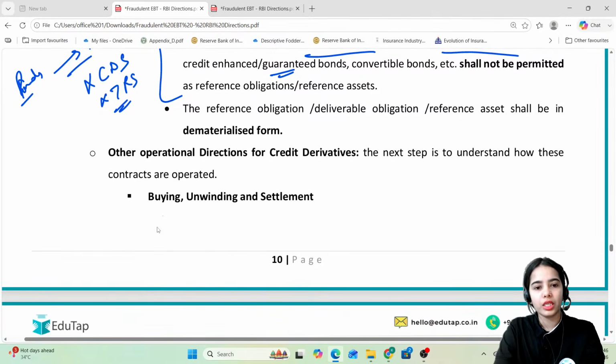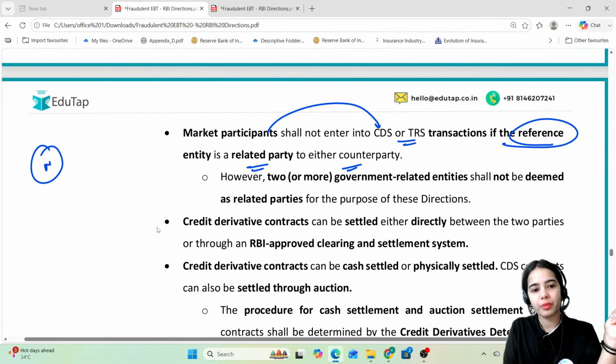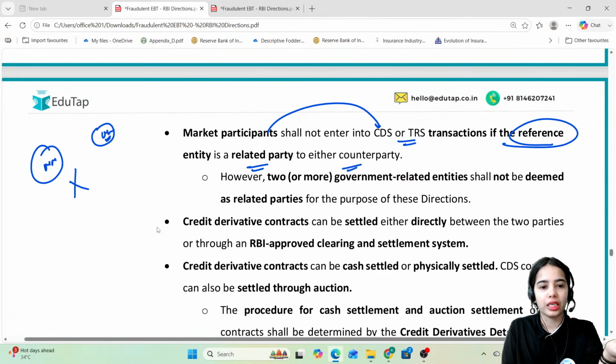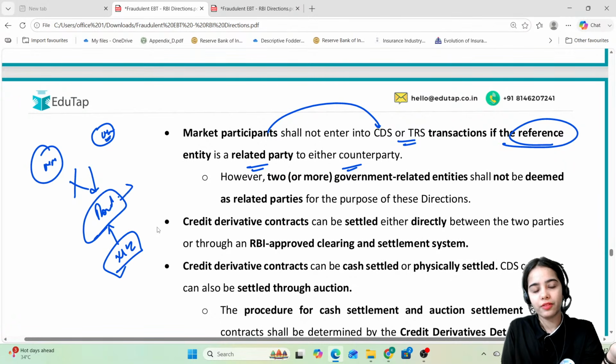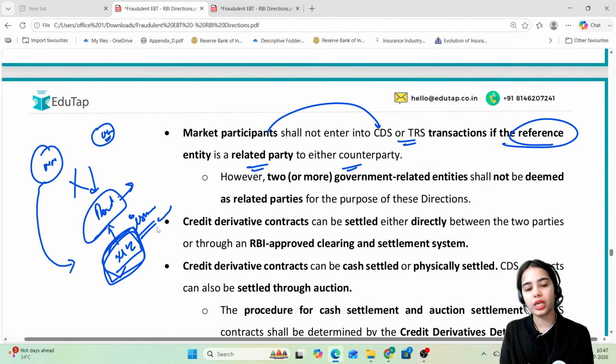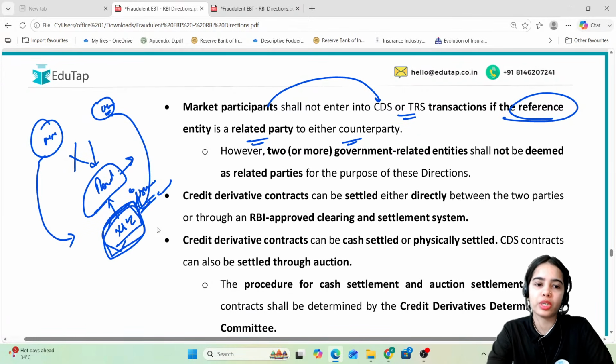Okay. Now, other operational directions: market participants shall not enter into CDS or TRS transaction if the reference entity is a related party to either counterparty. So market participants, that is a market maker and the user, they cannot enter into CDS or TRS transaction if the reference entity, that is the bond that has been issued by XYZ, if the bond issuer is a related party. So if the issuer of the bond is the related party of the market maker, or if the issuer of the bond is the related party of the user, then there can be no protection, or there can be no CDS or TRS.